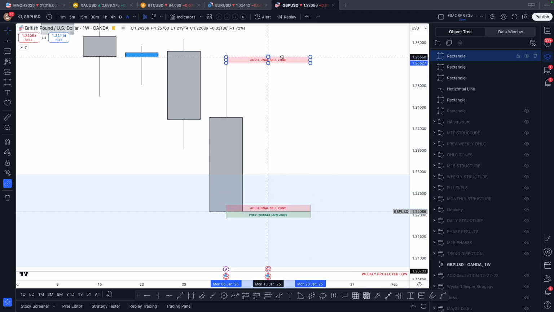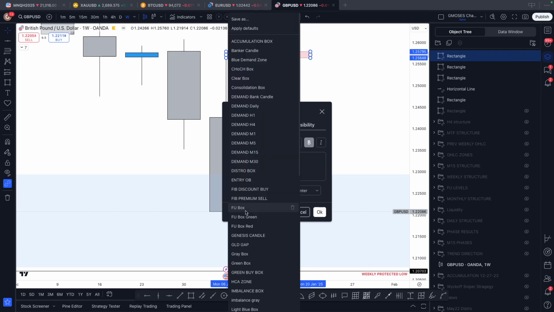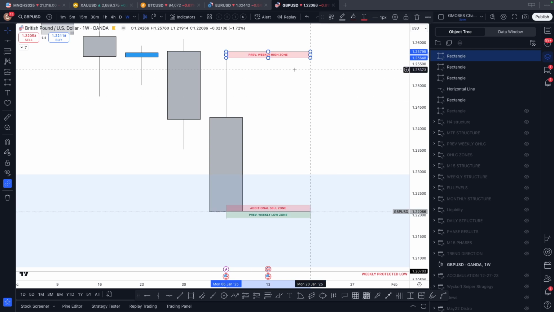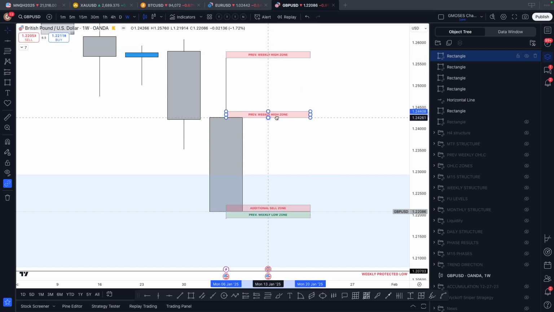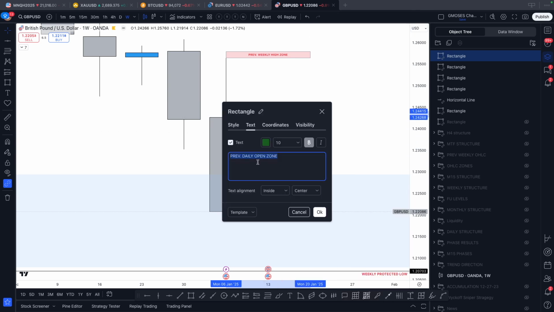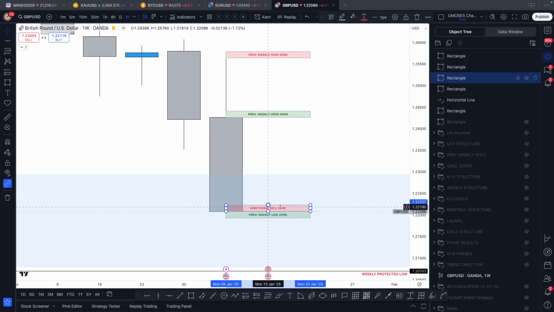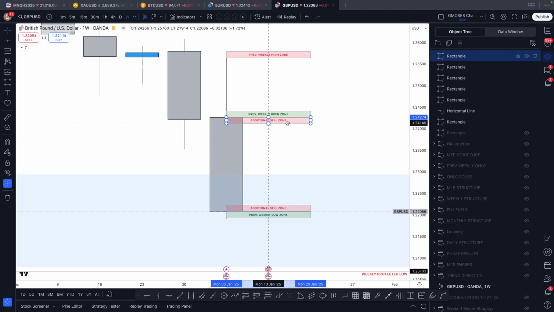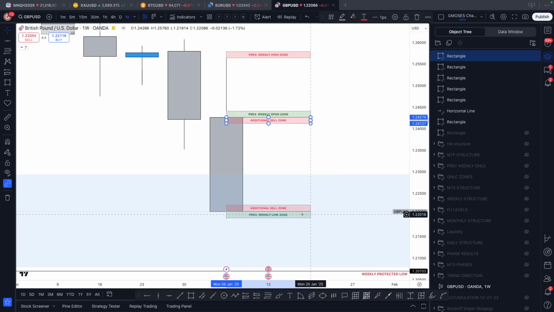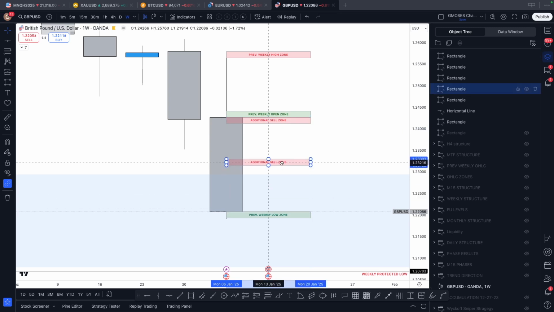From there, we have our high, and we have our open. And then let's get our other additional zone in this area right here. I'm sorry, yeah, that's the additional.